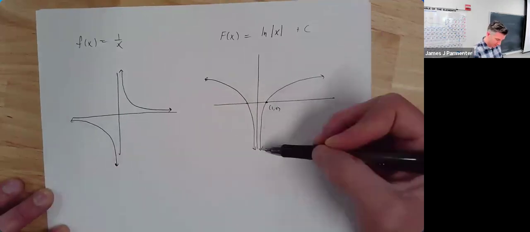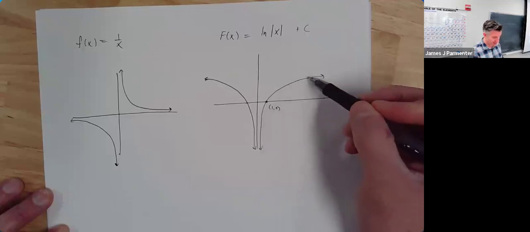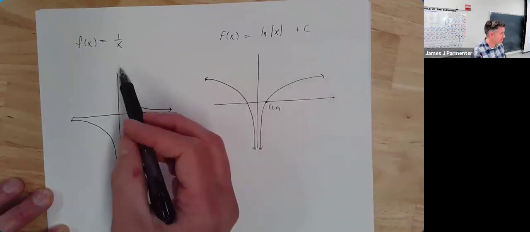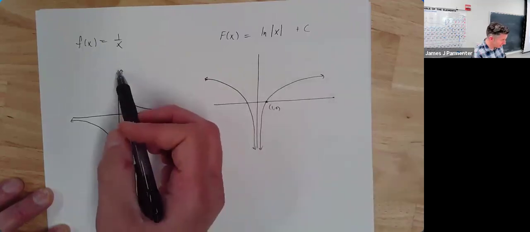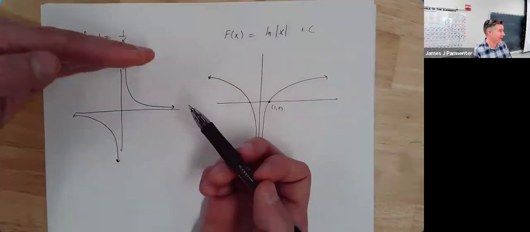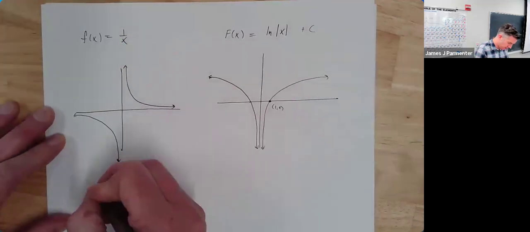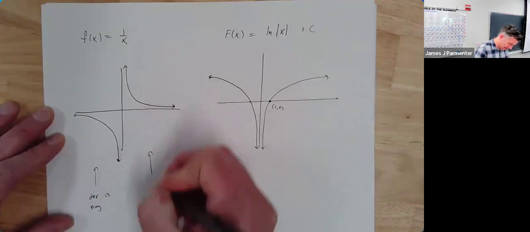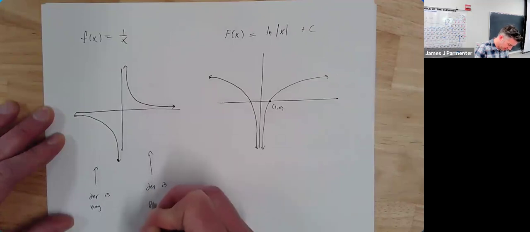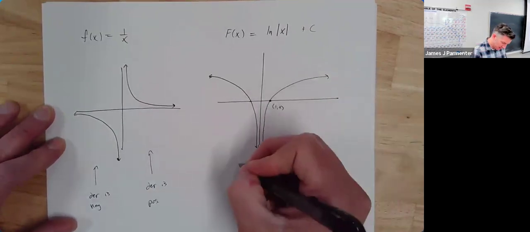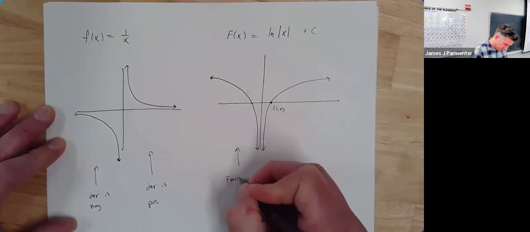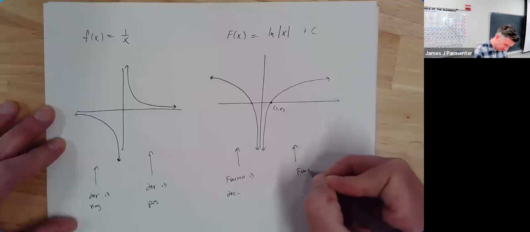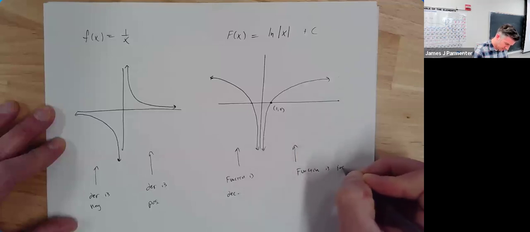On the right-hand side, this original function is increasing. And the derivative over here is positive. I know it's getting smaller, but it's above the x-axis, so it's positive. So here, the derivative is negative. Here on the right-hand side, the derivative is positive. Here on the left-hand side, the function is decreasing. Here on the right-hand side, the function is increasing.